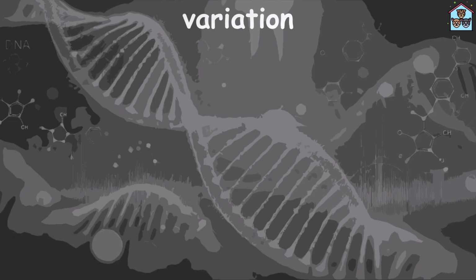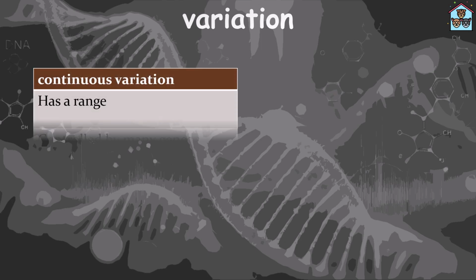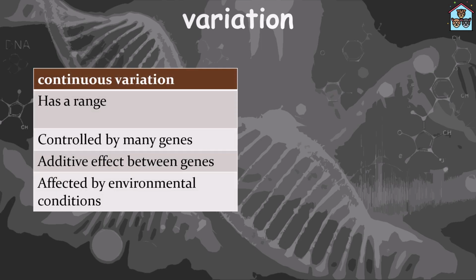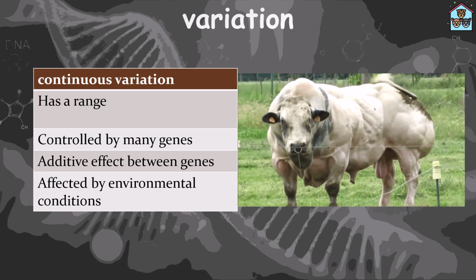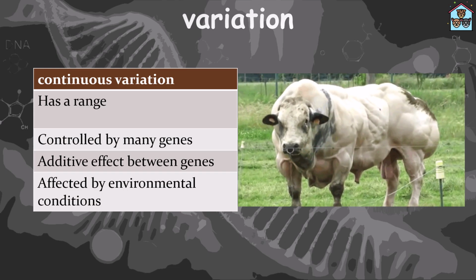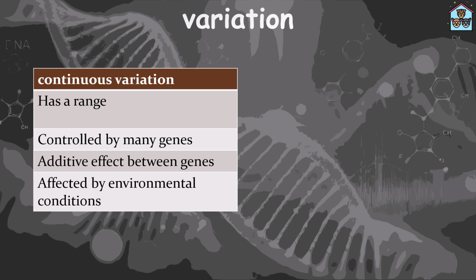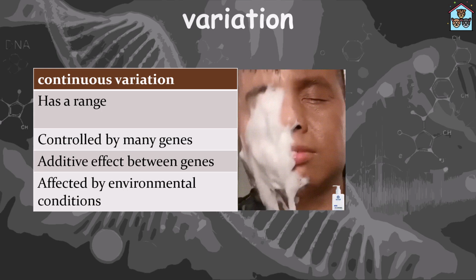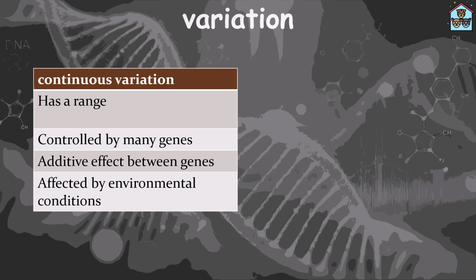Variation can be classified into three categories. Continuous variation exists when there is a range, such as with height, weight, and skin color. These traits are usually controlled by many genes and have an additive effect, meaning that two genes might combine to make you more muscular. These variations are also normally affected by the environment, such as how tan your skin becomes depending on sun exposure.